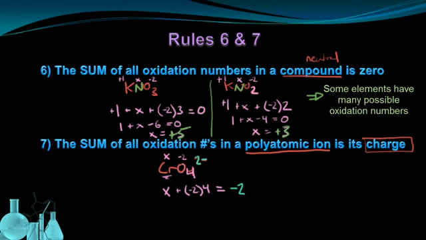And then from this point, I just solve it as normal. X minus 8 equals -2. So X equals +6, and that's going to be the oxidation number for chromium in this particular polyatomic.